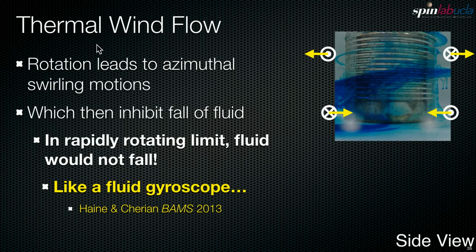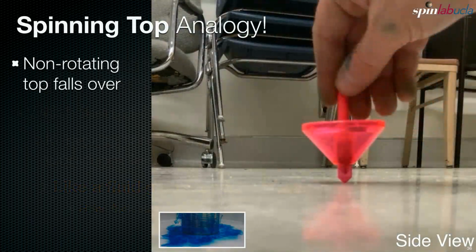In the infinite rapidly rotating case, fluid won't turn over. And so it's a bit like a gyroscope. Things start swirling around, and they don't fall. And this is actually mathematically the same. There's a nice paper by Tom Haine and a student in BAMS 2013 where they show that actually the equations are isomorphic. And so let's go look at a gyroscope.